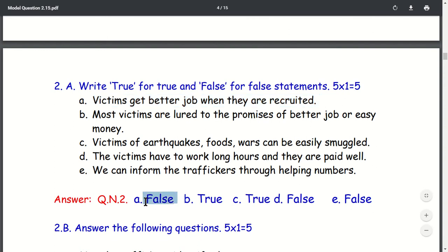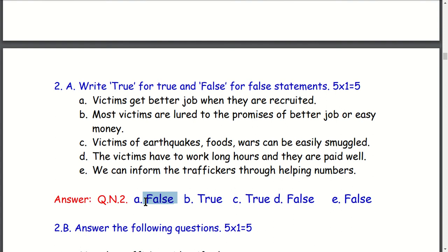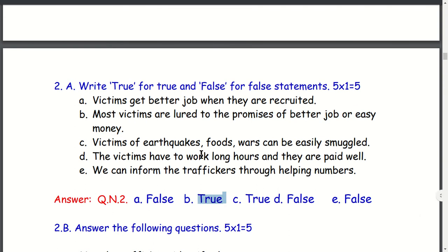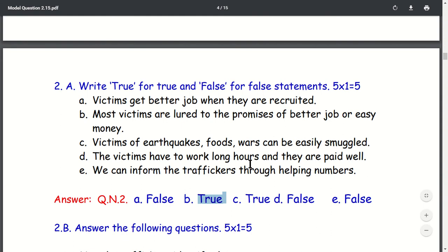Question number B: most victims are lured, means tempted, by the promise of better jobs or easy money. They are tempted. Okay, this is true. The traffickers do this. Number C: victims of earthquakes, floods, wars can easily be smuggled. Yes, this is also true. Number C also true.